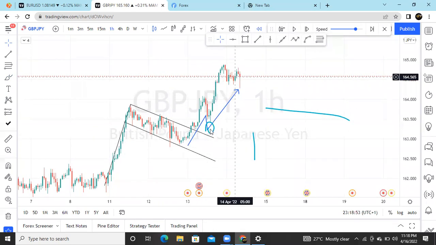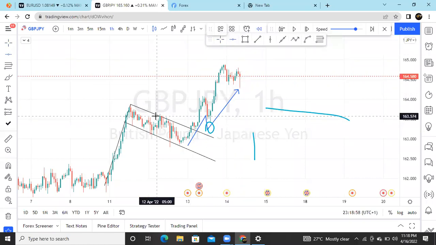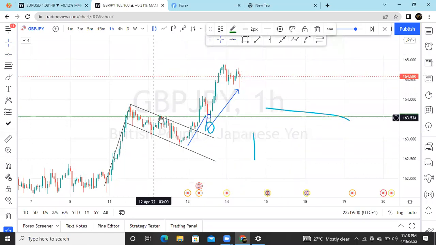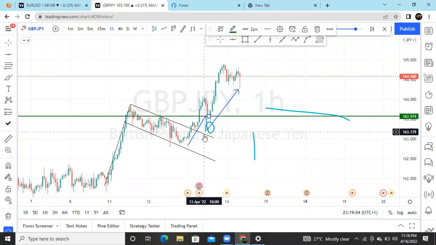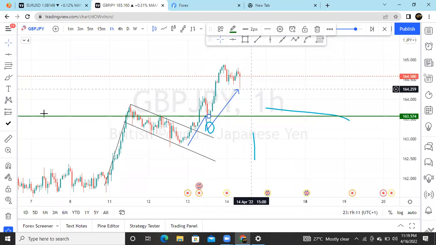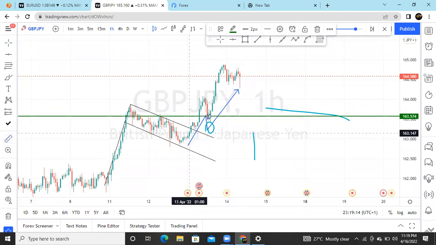Why? Because I was combining my expectations with a roof that I can see. This is a roof. So I expected that either it comes right down here or it touches here and moves back. And it did come down a little bit. Okay, so now let's calculate how many pips this is.